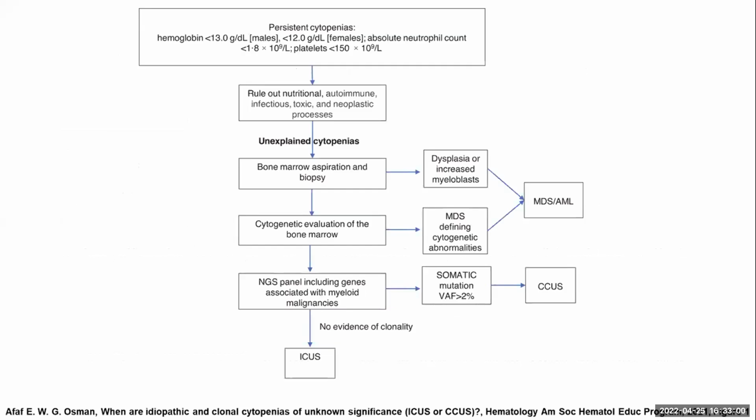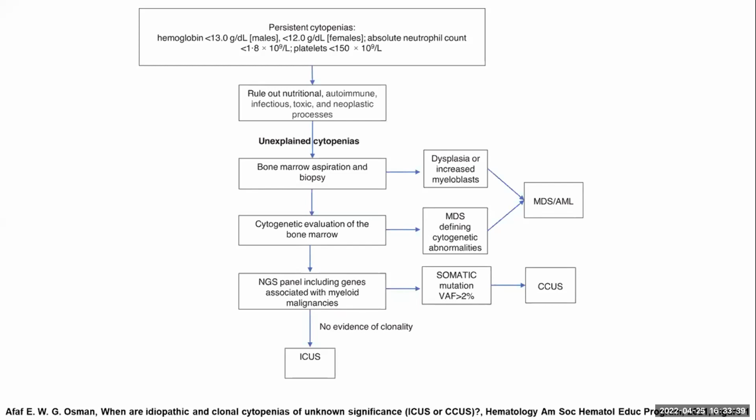So this is just an algorithm working up a patient who presents with unexplained cytopenias, where someone is probably suspecting one of those pre-malignant conditions or MDS itself. So because common things are common, we have to rule out things like nutritional deficiencies, vitamin B12, iron deficiency, folate deficiency, before we attribute this to any serious problem. Autoimmune diseases as well have to be ruled out, infections, toxins, or any other neoplastic process. And then if the cytopenias are unexplained, we can then go on to do a bone marrow aspirate and biopsy.